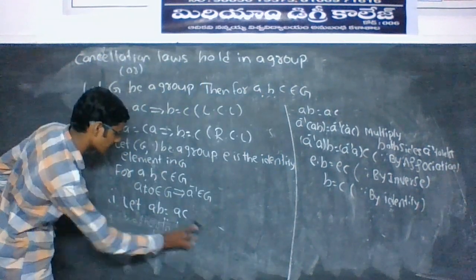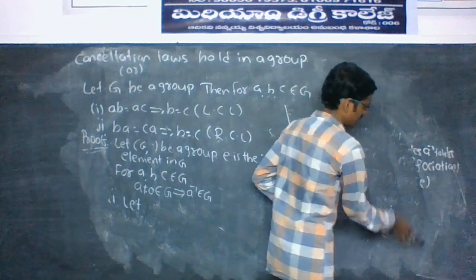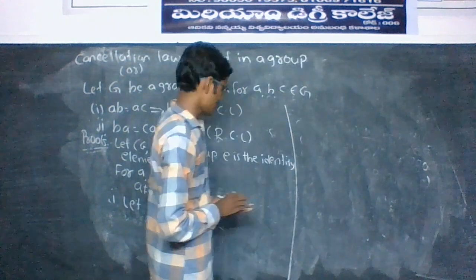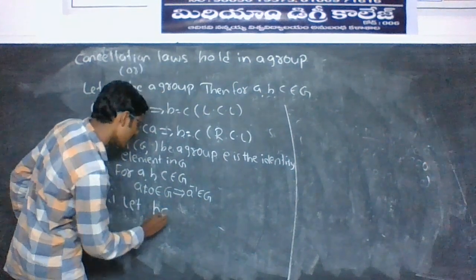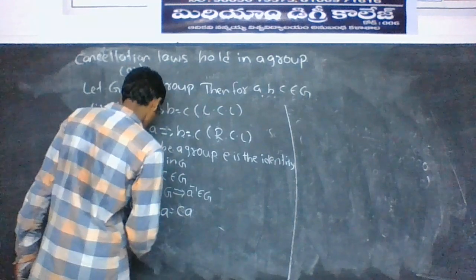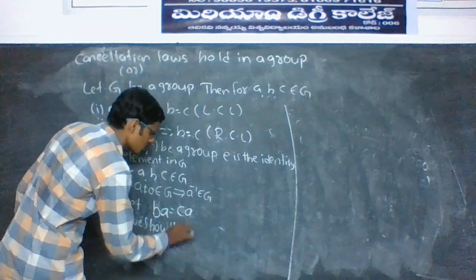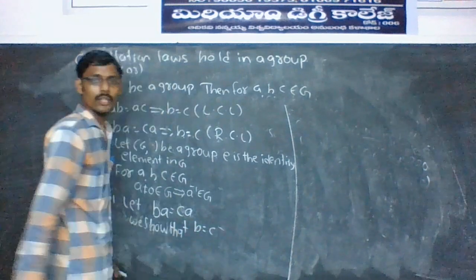Second one. Let BA is equal to CA. We show that B is equal to C.